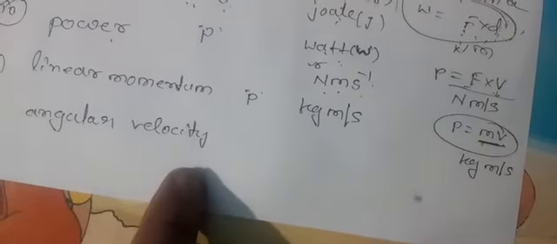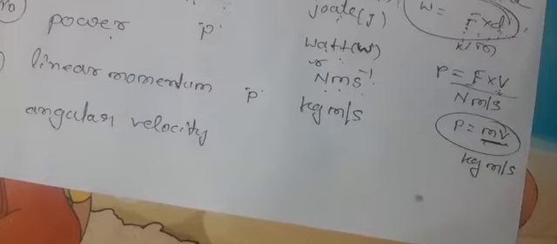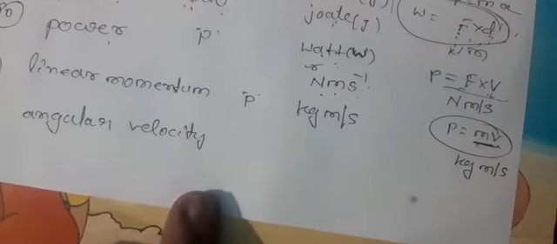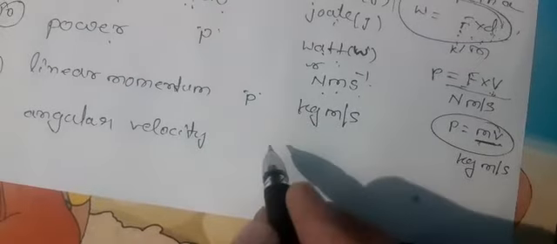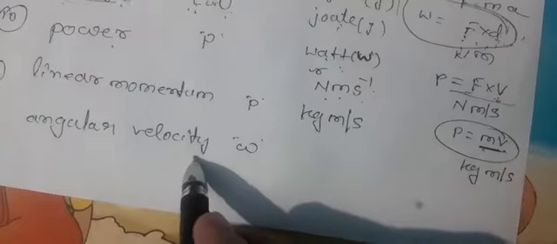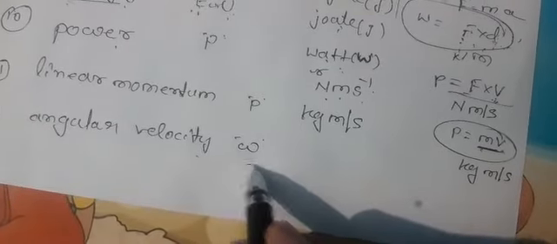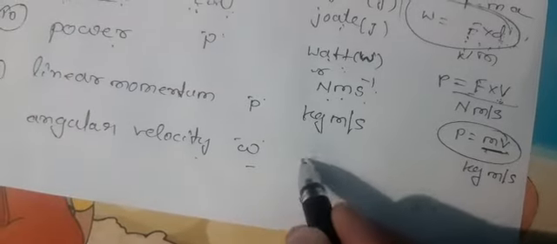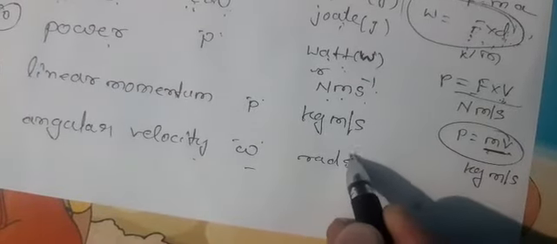The angular velocity is also rotational motion. It is represented by the symbol omega. The SI unit of angular velocity is radian second inverse.